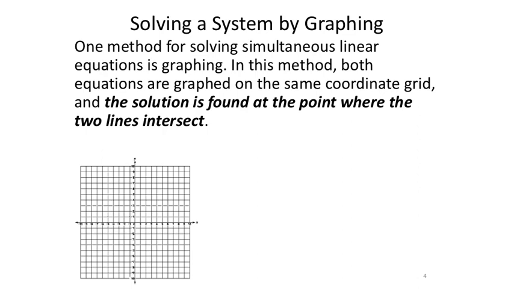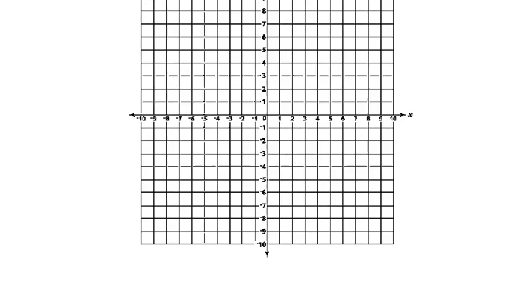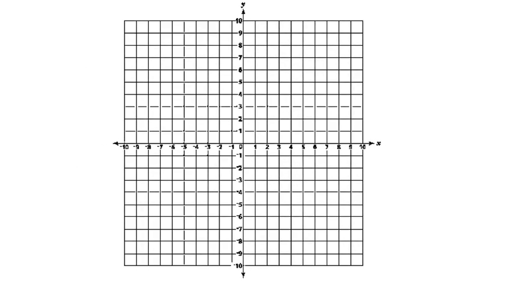So the solution is found at the point where the two lines intersect. Okay, so if we were to look at a graph like this one, and we had two lines on this graph, it doesn't really matter what they look like. I don't know, something like this. So you may graph a line like this one, and then it's possible you may have another line like something like this, okay? Who knows what the lines will look like?